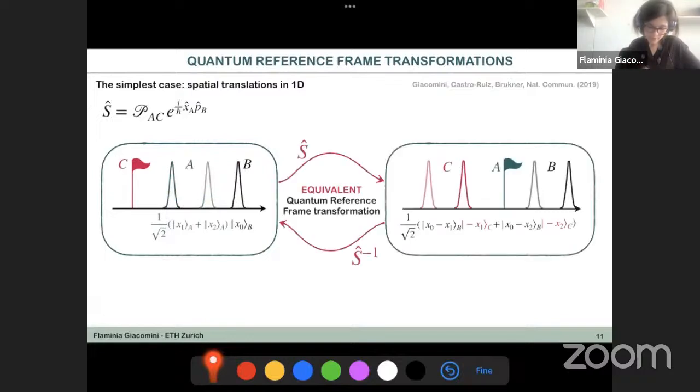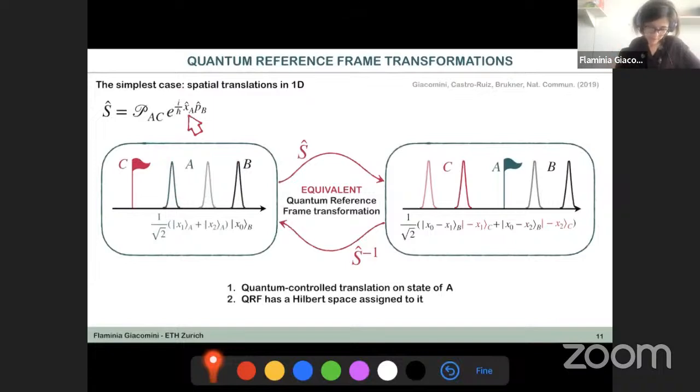What do I obtain? I obtain this situation, which I can understand as when A is in X1, then this becomes X1, and I translate B and C by X1. So A is here at the origin, and B is in X0 minus X1, and C is in minus X1. When A is in X2, XA becomes X2, and then I translate B by X2, and C becomes minus X2. So the first thing that you can see is that here I had a product state, and here I have an entangled state. This is not surprising because this is an entangling operation. It mixes two Hilbert spaces.